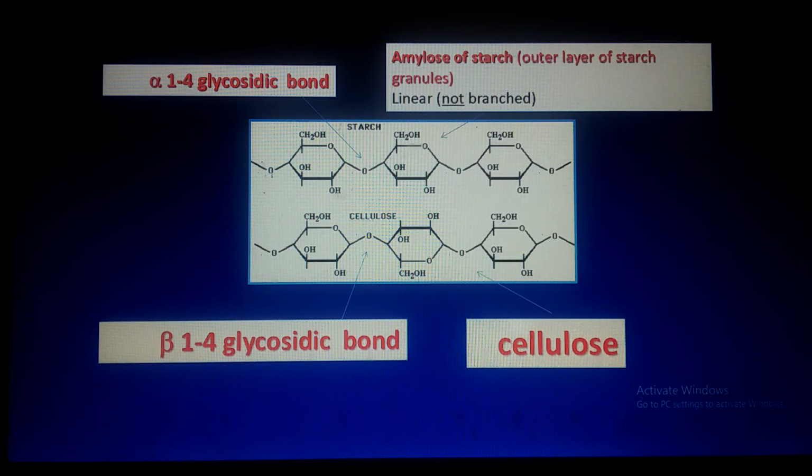Now you can see here alpha 1,4 glycosidic bonds and beta 1,4 glycosidic bonds. You can see here the difference between the two, alpha form and beta form.